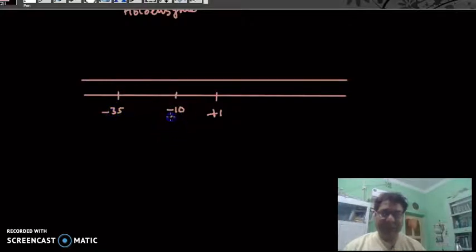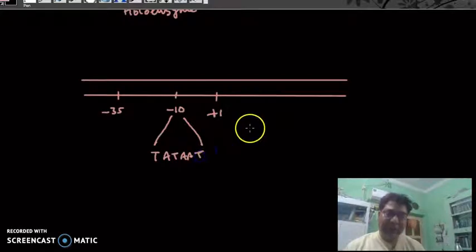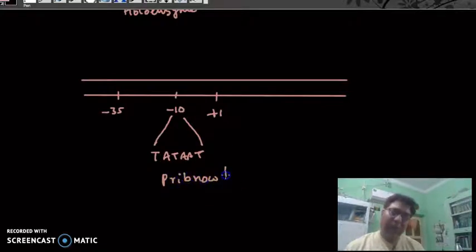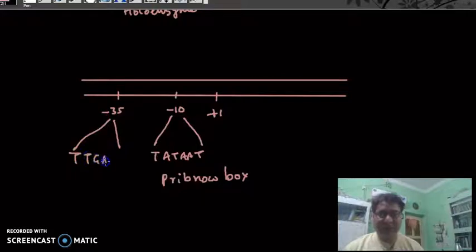This is a consensus sequence. It comprises a consensus sequence called TATAAT. That is called the TATA box, or it is also called the Pribnow box. At the -35 position, there is another consensus sequence that comprises TTGACA. This is called the recognition site.